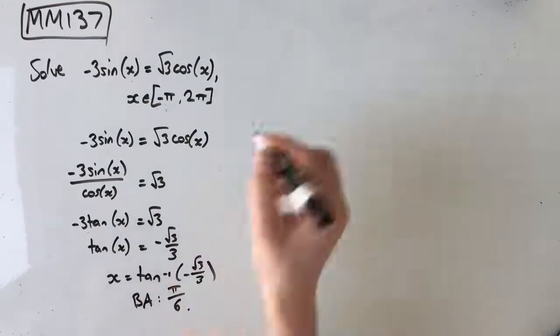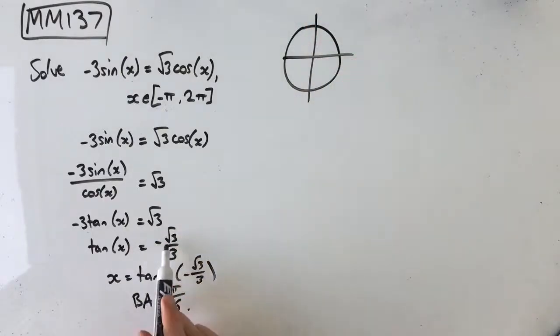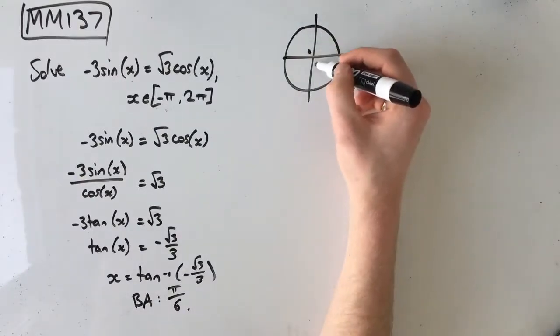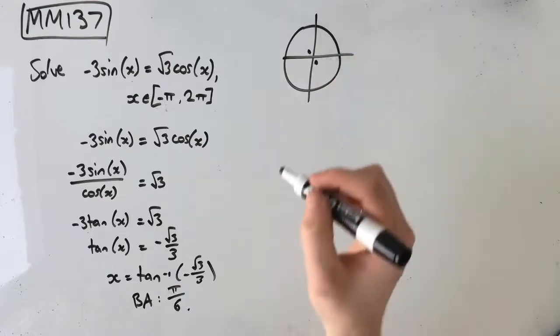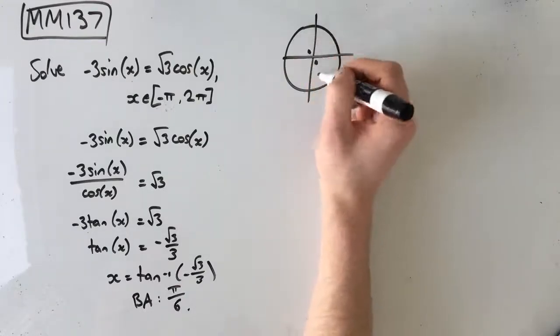Keeping in mind that we've got tan x equals -√3 on 3, tan x is negative in quadrant 2 and quadrant 4, okay? So we need to find values of x within these quadrants.